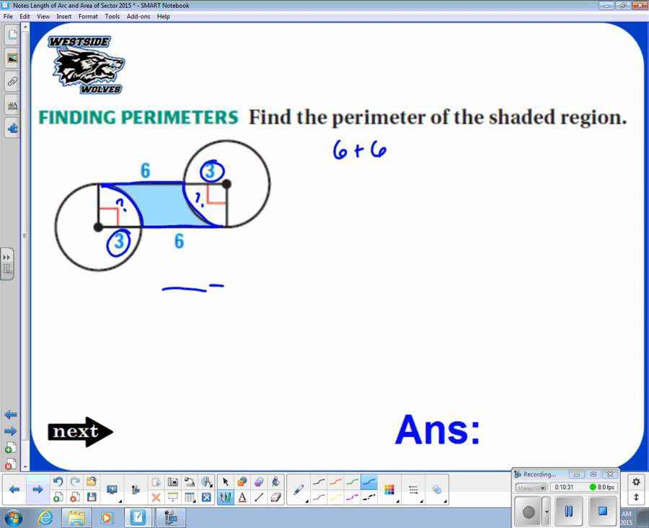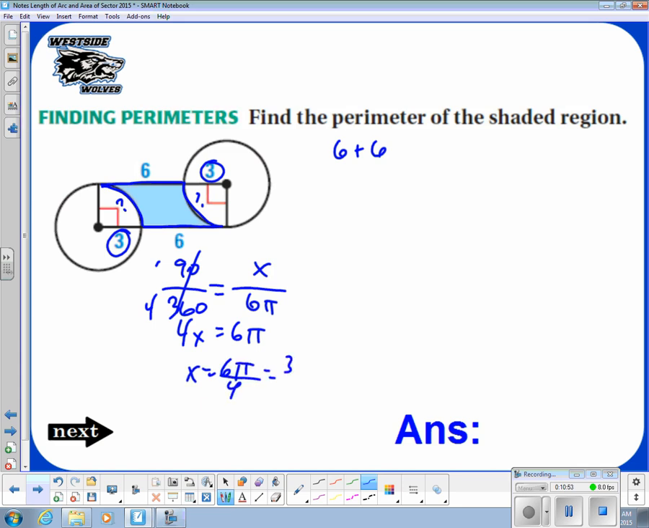So we want to do our proportional relationship. That's 90 out of 360 equals unknown length out of the circumference, which would be 6 pi, 2 times 3. These cancel to be 1/4. I get 4x equals 6 pi. X is equal to 6 pi over 4. Now that can be reduced. That's 3 pi over 2. Remember, that was only one side. We want to double that, which gets us, these cancel, 3 pi.